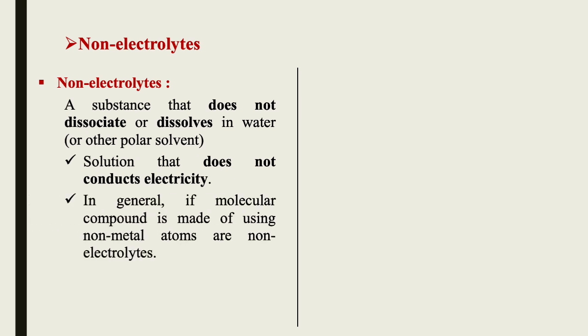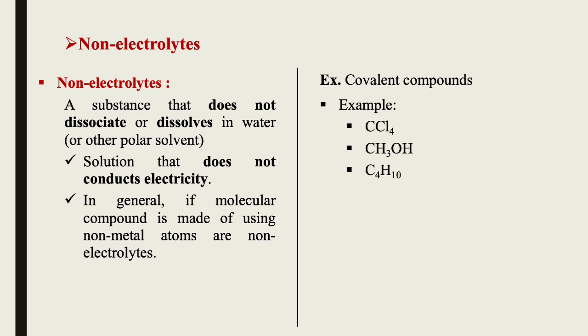In general, if a molecular compound is made up of non-metal atoms, it is a non-electrolyte. So that is the example of a completely covalent compound. These are examples like CCl4. If you dissolve it in water, it will not conduct any electricity because it does not dissociate into ions. So that's why water will not conduct electricity, and it is a non-electrolyte solution.